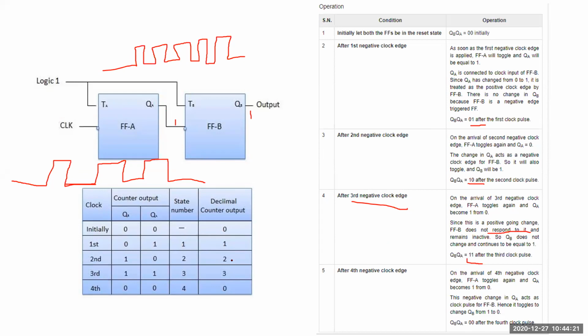Now let us see for the fourth edge of the clock. This is the first negative edge, this is the second negative edge, this is the third negative edge, and this will be your fourth negative edge. Let us see what happens on the fourth negative edge of this particular clock. Whenever the fourth negative edge arrives at the first flip flop, it will toggle, and the QA is going to change from 1 to 0. Earlier QA was 1, now it changed to 0.